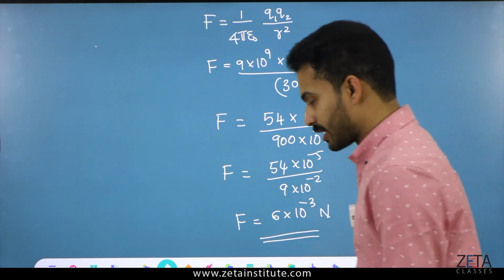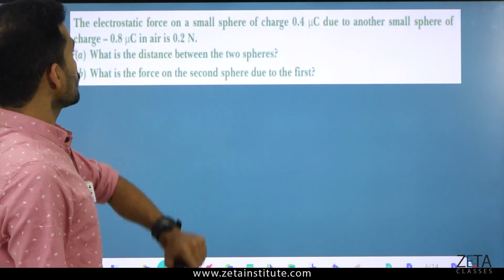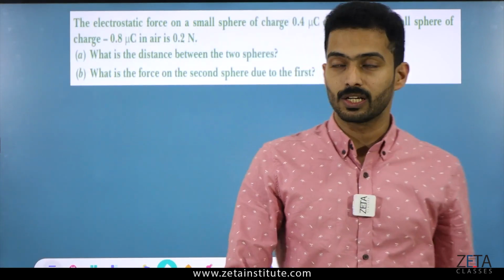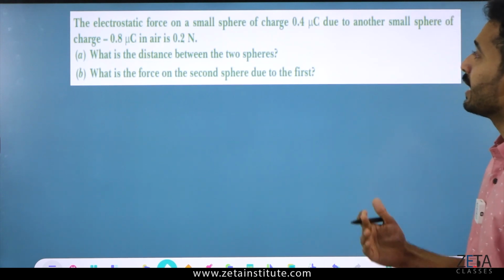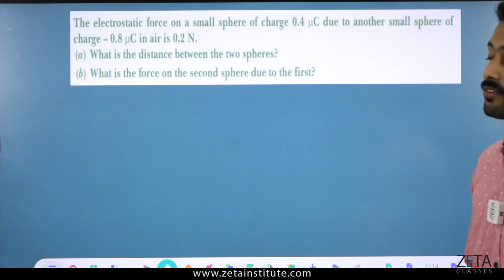Okay. So, let us do one more question. Here the electrostatic force on a small sphere of charge 0.4 microcoulomb, due to another small sphere of charge minus 8 microcoulomb in air, is 0.2 Newton. The force is given.